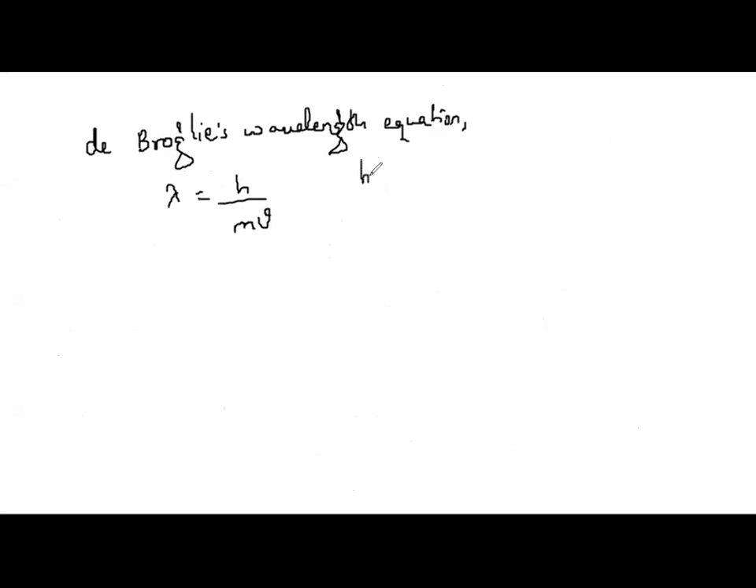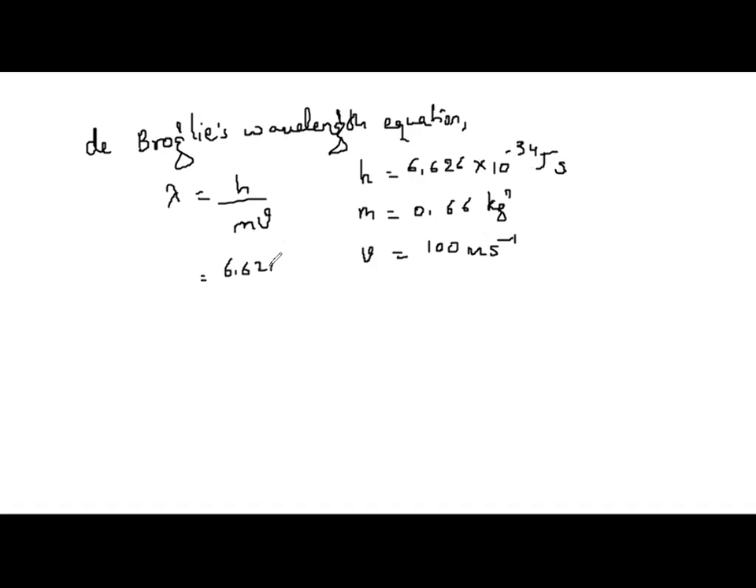Correct? Mass is given, velocity is given. So let us see what all is given. h is 6.626 into 10 raised to minus 34 joules second. How much is mass? 0.66 kg. Then what is velocity? It is 100 meters per second. All are in SI units, so I need not convert. So 6.626 into 10 raised to minus 34 divided by 0.66 into 100. So this comes out to 66.